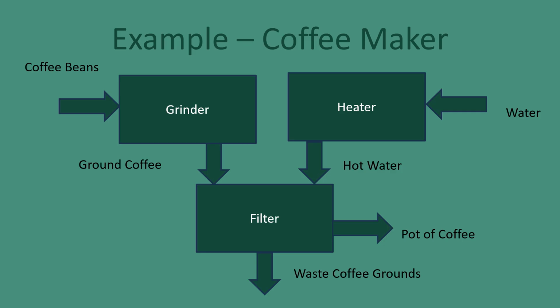So in the overall process, you add coffee beans, you add water, and get a pot of coffee and waste coffee grounds. Both the pot of coffee and the waste coffee grounds are a mixture of coffee and water. And again, the total mass of the coffee beans plus water equals the total mass of the pot of coffee plus the coffee grounds.